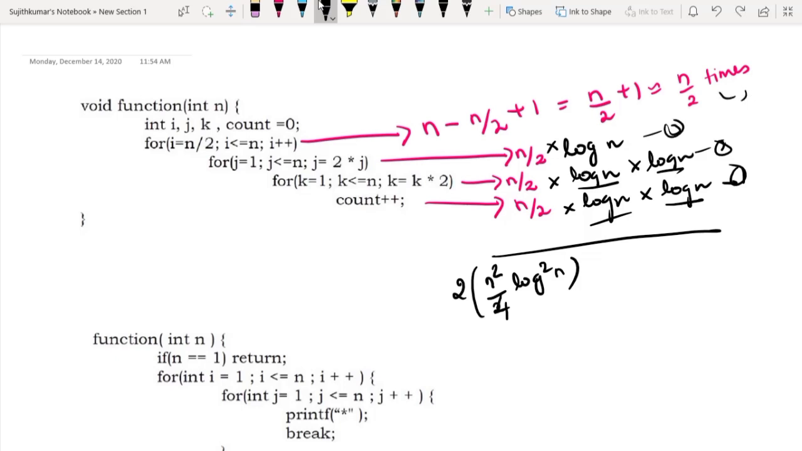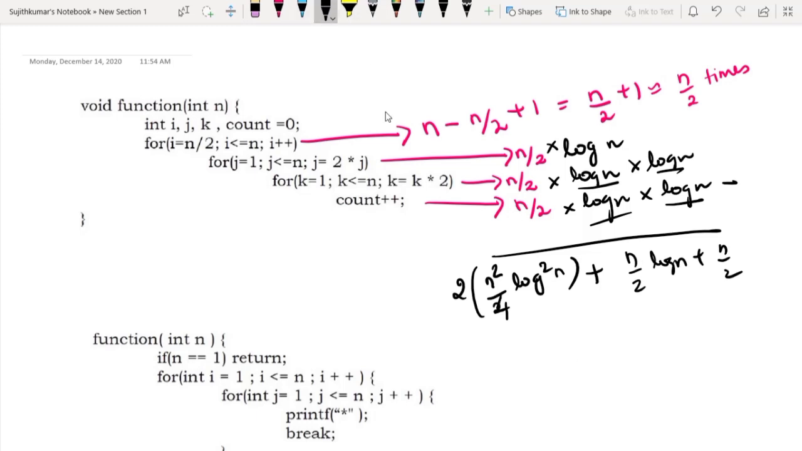I have to add all the terms. Before that, I'm just performing multiplication. So here I'll get n by 2 log square n, right? Here I'll get n by 2 log square n. So if I add those two, I'll get n square by 4 log square n, right? Two times, because there are two terms, plus n by 2 log n plus n by 2, right?